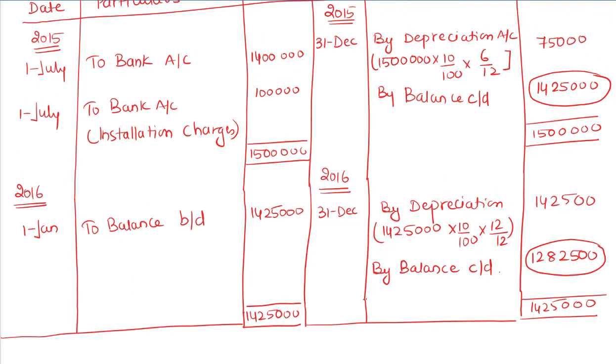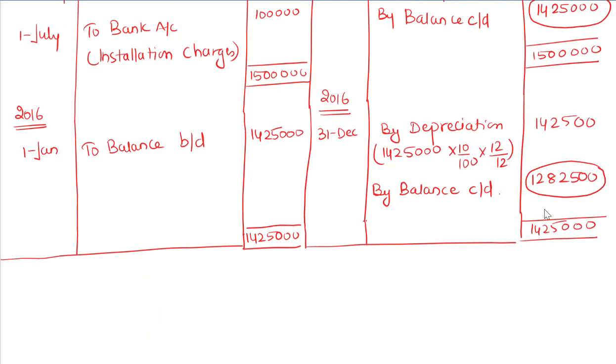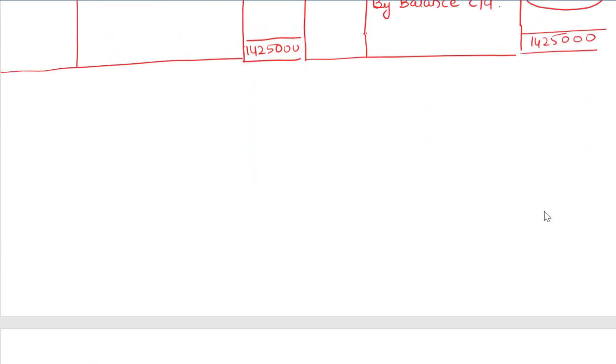If you ask me how we could draw the depreciation account also, basically these two figures, the depreciation amounts, that is 75,000 and 1,42,500, need to be transferred to profit and loss account at the year end. Just do it quickly. Depreciation account.